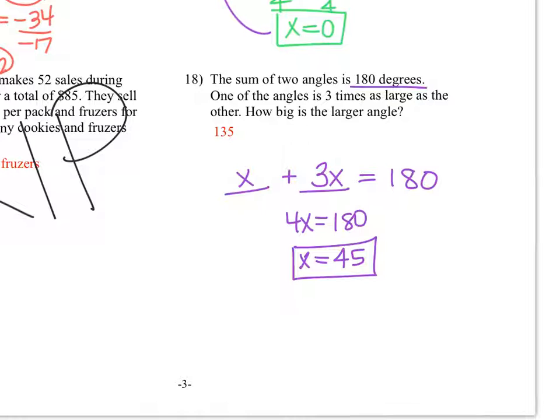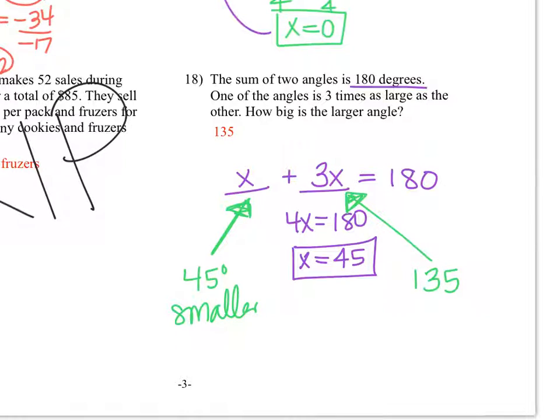But now the question says, how big is the larger angle? So in our equation, the x right here, that's 45 degrees. That's my smaller angle. And then my larger angle is this 3x here. So if I do 3 times 45, assuming my math is right, I should get 135 degrees, which is going to be my larger angle.